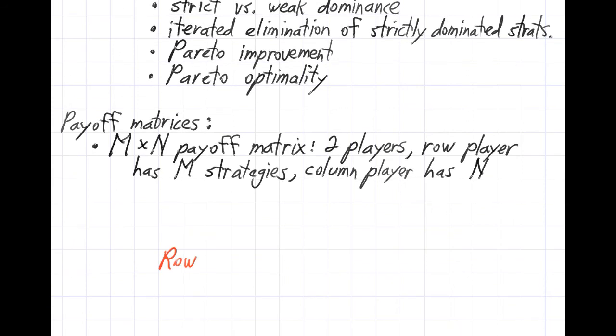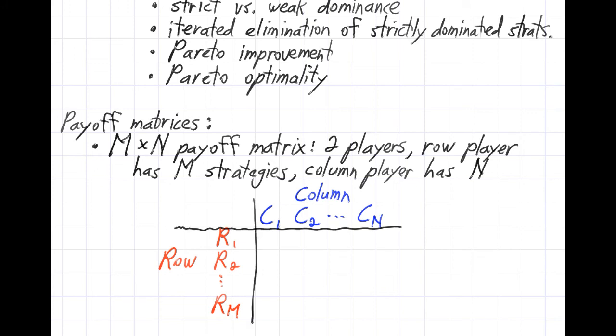Generally, if the row player has M strategies, we might call those R1 through Rm, and maybe we write R1, R2, down to Rm. And the column player might have N strategies, so that might be C1, C2 to Cn, and that lets us write a nice M by N matrix. So then we would fill in all these boxes, and that would be the payoff matrix.